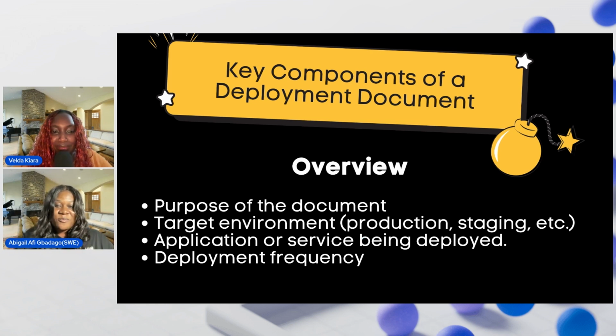The target environment could be the dev environment, prod, or staging. In a previous example, I think Velda used the prod environment. Also, it highlights the application or service being deployed, which in this case is the Azure Python Devs Day, right? And then the deployment frequency. How many times do you deploy in a week? Mostly people tend to deploy once in 2 weeks, bi-weekly, or probably about once a week. So it depends. All those things have to go inside the document.